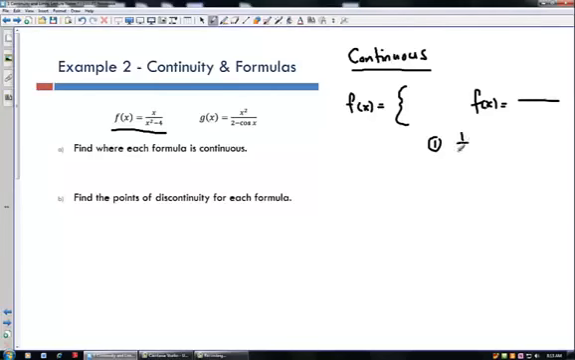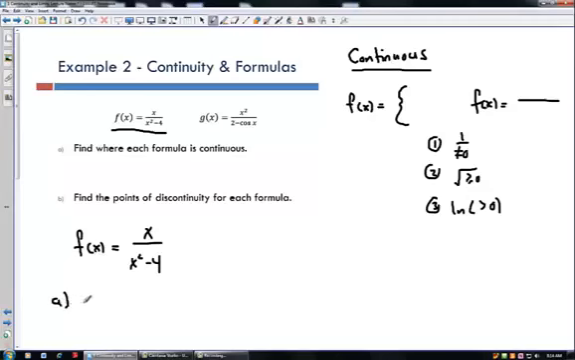You have to worry about these three things. 1, you can't divide by 0. 2, make sure if you have a square root, it's bigger than or equal to 0 on the inside. And then 3, for the ln function, it has to be greater than 0 on the inside. So when I give you a basic formula like this, that's what I'm going to look for. So let's start down here, f of x equal to x over x squared minus 4. In part A, I want to find where each one of these is continuous. So I need to watch out for when x squared minus 4 is equal to 0.